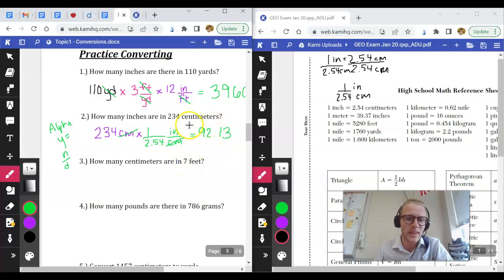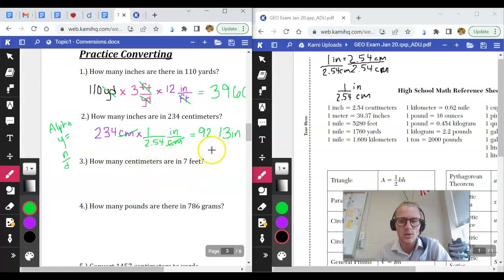Okay? And that should make sense to us. A centimeter is smaller than an inch. So if you have a lot of centimeters, then you'd have fewer inches. See, way back in high school, I never liked writing my units down, so now I forget. How many centimeters are there in 7 feet?